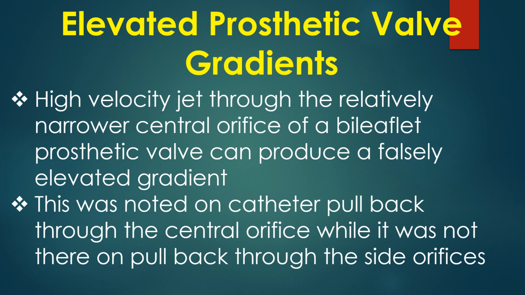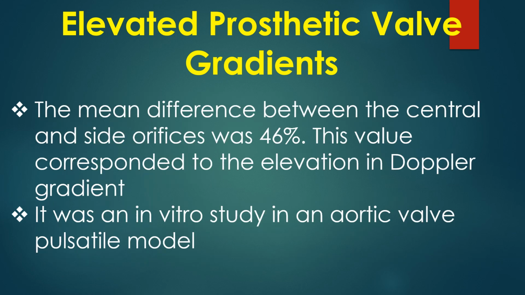High velocity jet through a relatively narrower central orifice of a bileaflet prosthetic valve can produce a falsely elevated gradient. This was noted on catheter pullback through the central orifice, while it was not there on pullback through the side orifices. The mean difference between the central and side orifices was 46%. This value corresponded to the elevation in Doppler gradient. It was an in vitro study in an aortic valve pulsatile model.